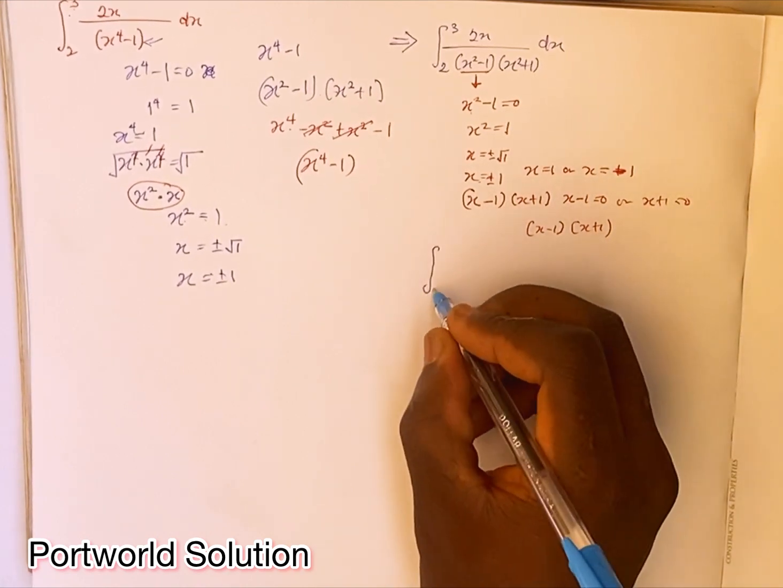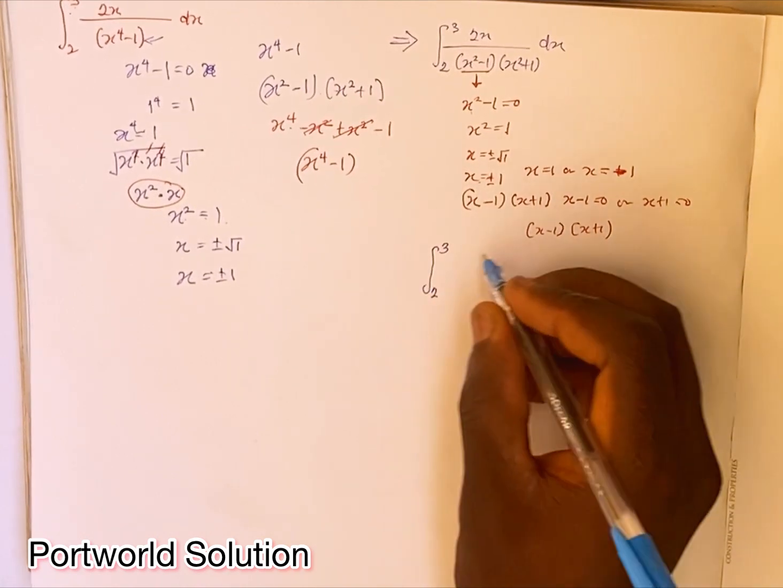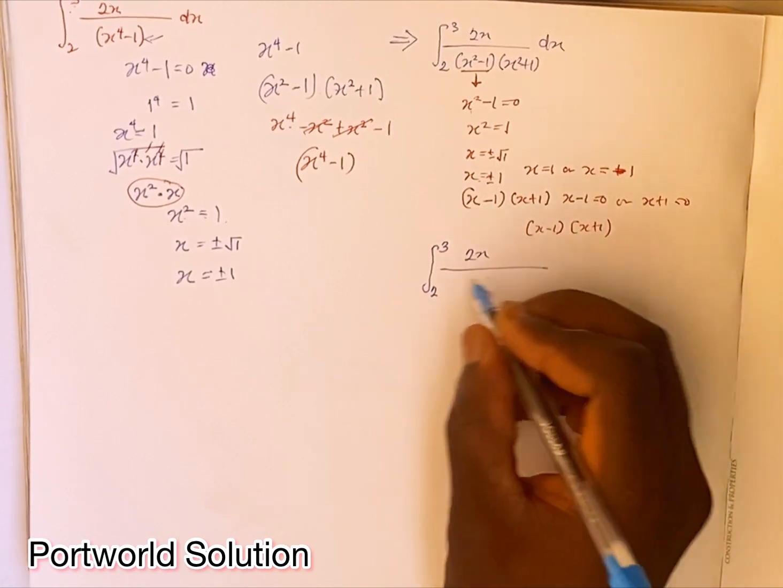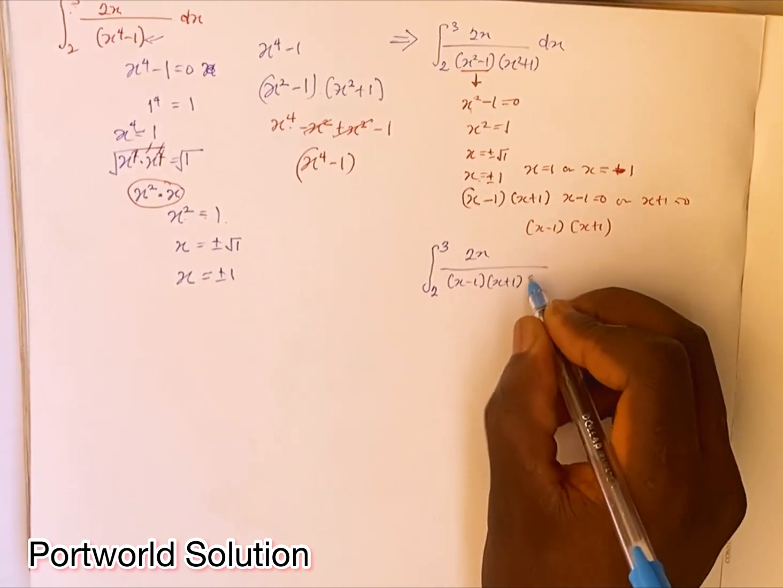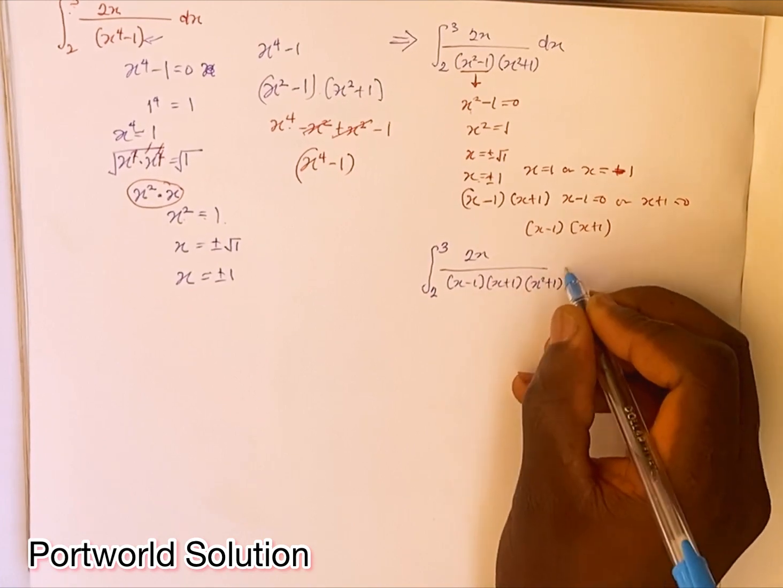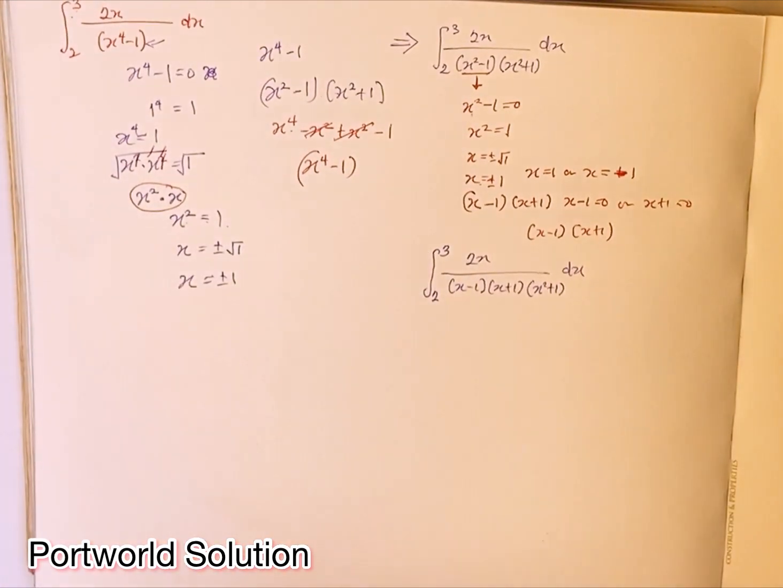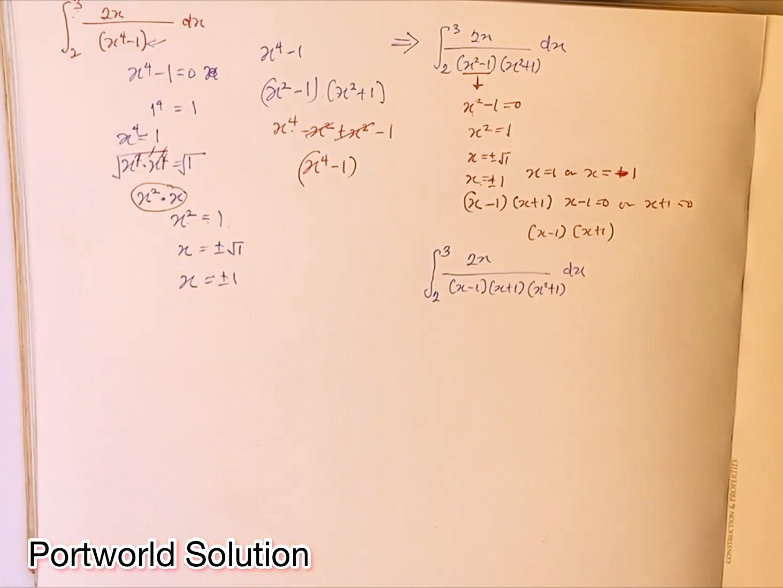the integral from 2 to 3, right? Then I'm going to have 2x divided by x minus 1, right, x plus 1 into bracket x squared plus 1 dx. That's just it. So now let's go ahead and integrate.